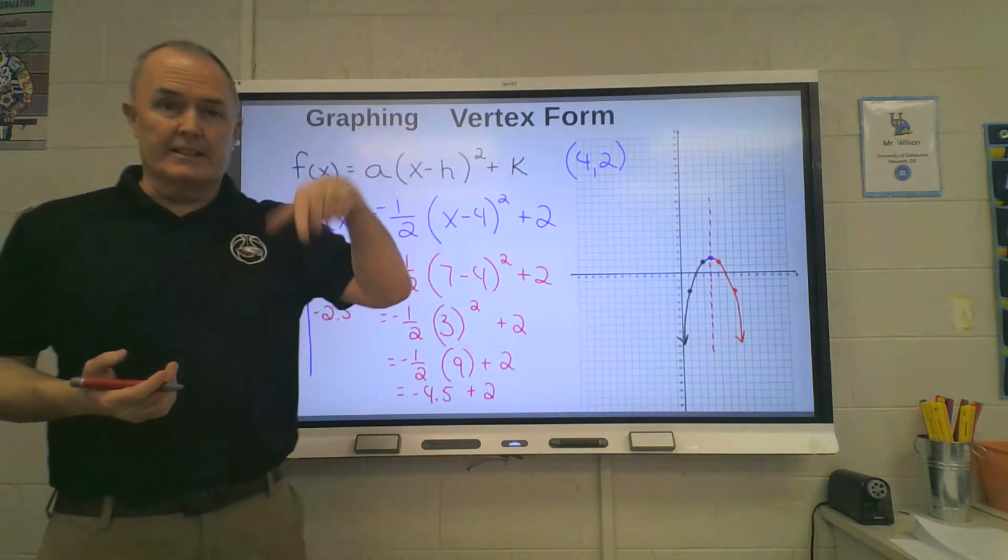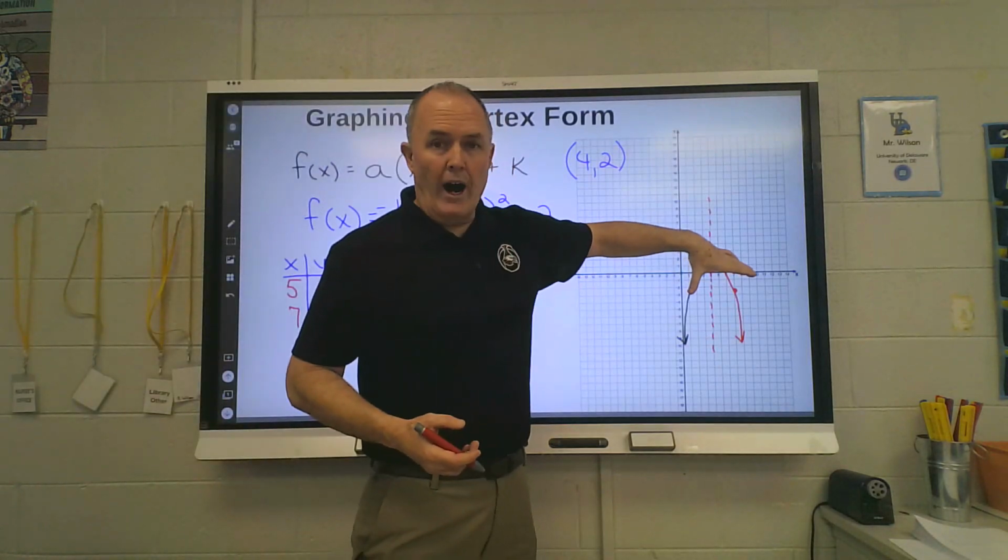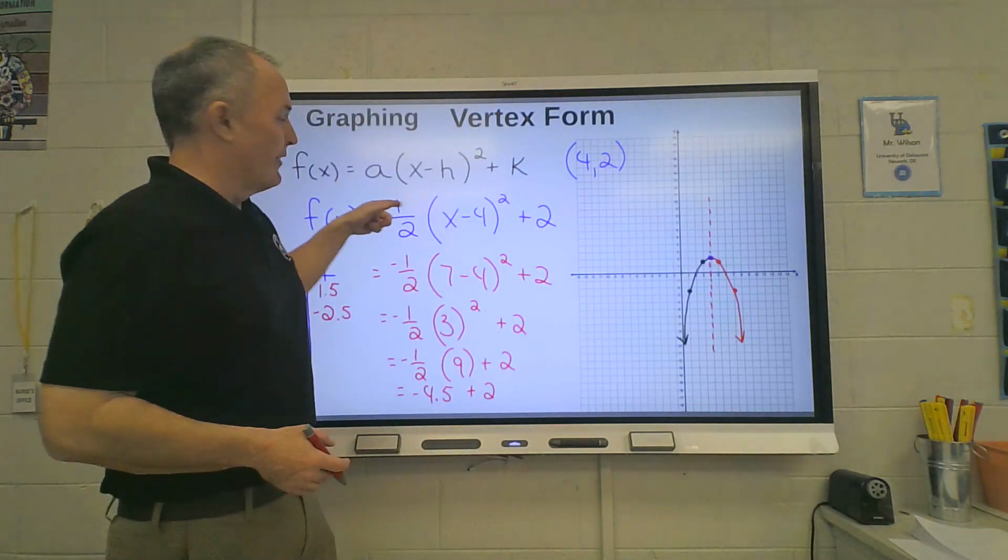It's upside down because it's negative. It's a little bit wider, right? Because we have a fraction out in front.